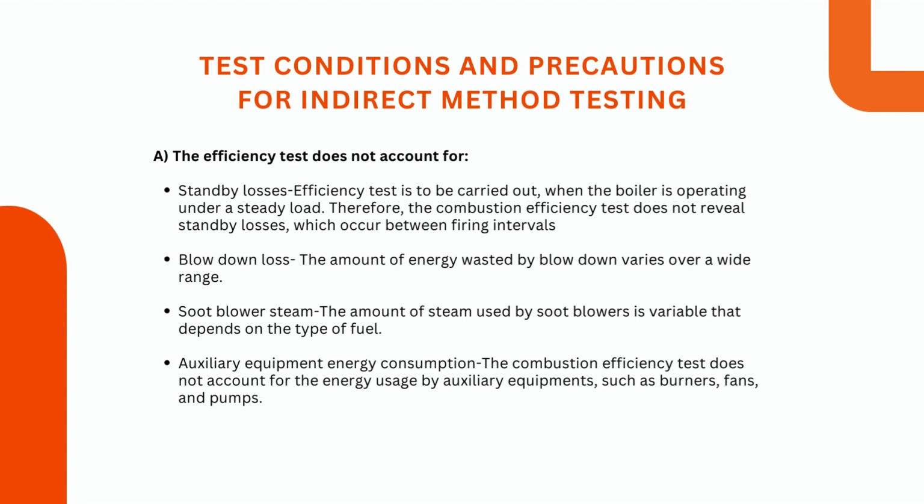Blow down loss: the amount of energy wasted by blow down varies over a wide range. Soot blower steam: the amount of steam used by soot blowers is variable and depends on the type of fuel. Auxiliary equipment energy consumption: the combustion efficiency test does not account for the energy usage by auxiliary equipment such as burners, fans and pumps.